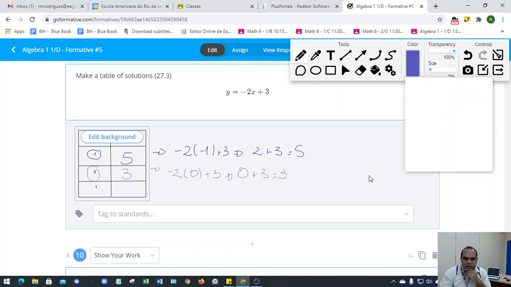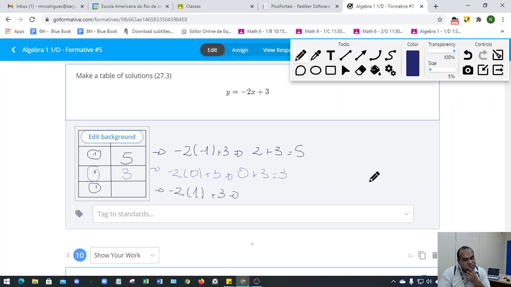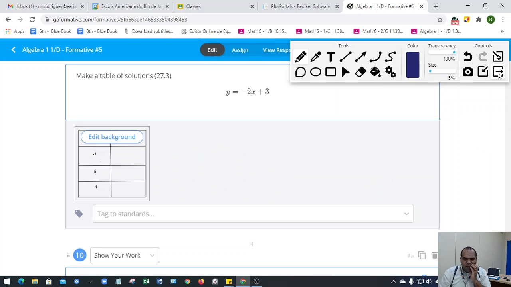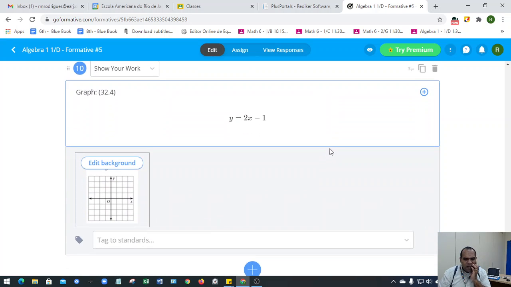And the last one, let me solve over here. It is number 1. It is negative 2 times 1 plus 3. Negative 2 times 1 is negative 2. Negative 2 plus 3 is 1 positive. Here is my table: 5, 3, and 1. Pretty simple. Great. And the last one, number 10.